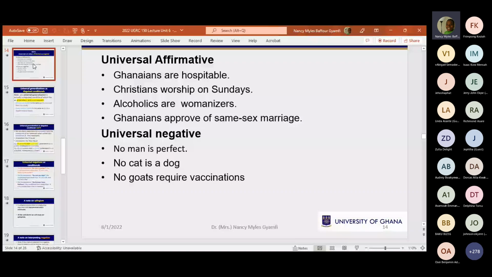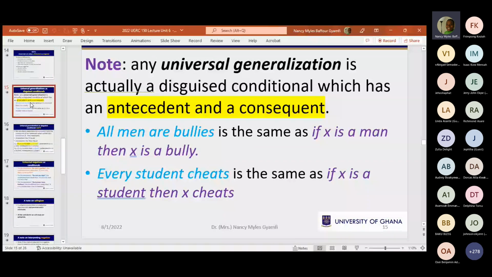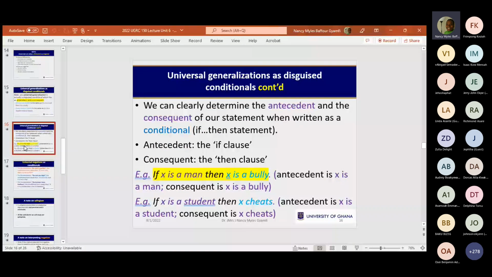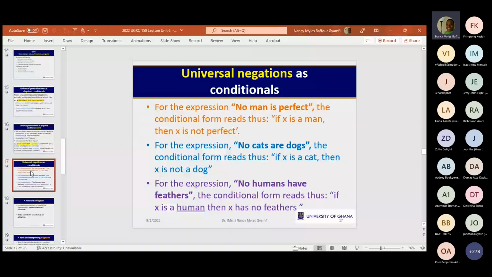If I say no man is perfect, you open that out by saying if X is a man, then X is not perfect. I'm pointing them out to you. Universal negations as conditionals, they are there. Okay, it's in the slides, not even in the textbook. It is in the slide that I've given. Slides are points. So if I said no man is perfect, if you open it out, if X is a man, then X is not perfect. Now you know your antecedent and consequent. You can cook with it.